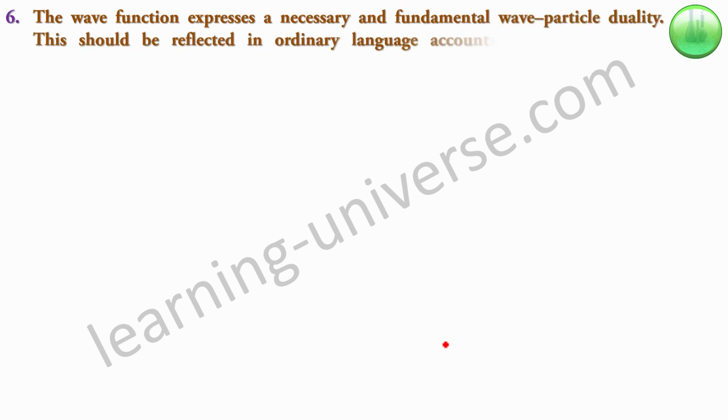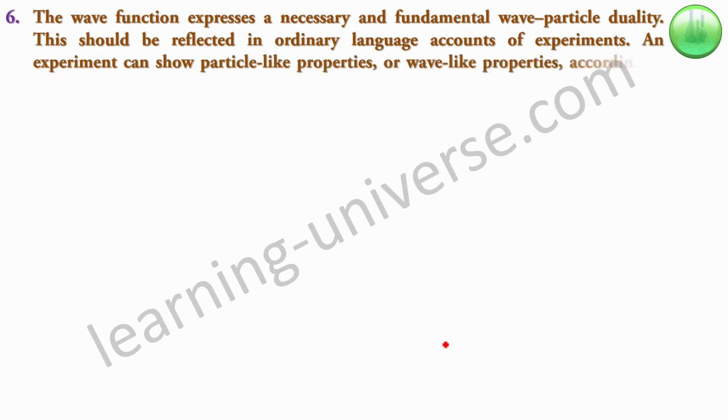This should be reflected in ordinary language accounts of experiments. Now remember, an experiment can only reveal an electron to be like a particle or a wave. It cannot do both. According to Niels Bohr, whenever you design an experiment, it can only detect the electron like a particle or like a wave. It will only do one of these.